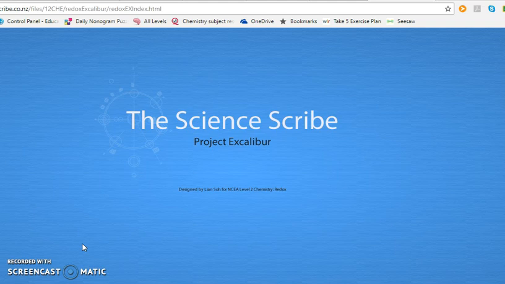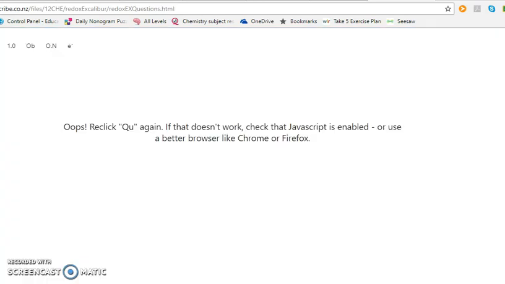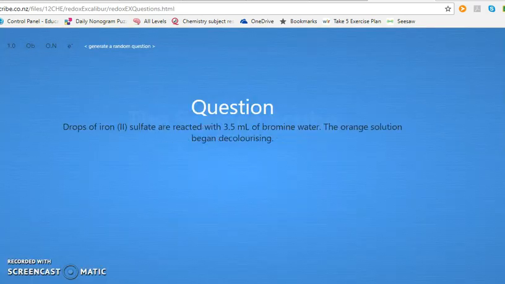So when you jump into Project Excalibur, and this is slightly being cut off this video, but up in the top left-hand corner, if you come and have a look at this yourself, there are 2 boxes, LU, which is look up, and QU, which is generate a random question. So you can choose the question. Okay. And here's your question.